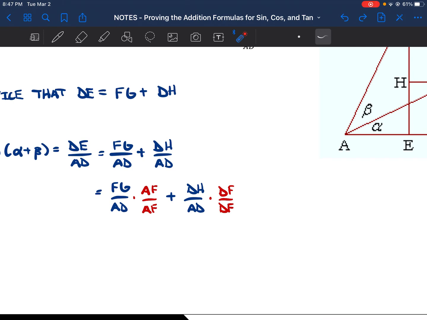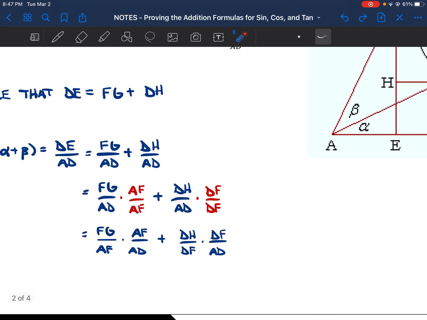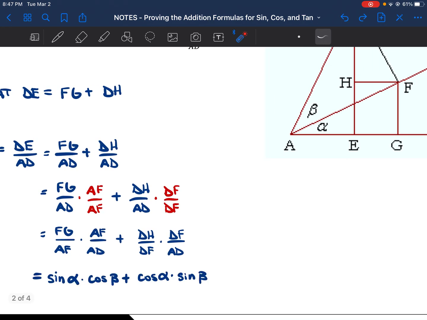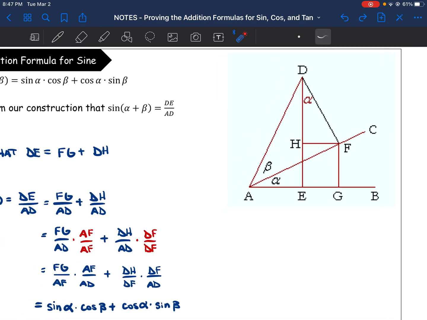But let's now rearrange some things. We know that multiplication is commutative, so the order that we multiply in doesn't really matter. So I'm going to rearrange AD times AF to be AF times AD. I'm going to rearrange AD times DF here to be DF times AD. But watch how this is a little bit clever. FG over AF, let's find that real quick.